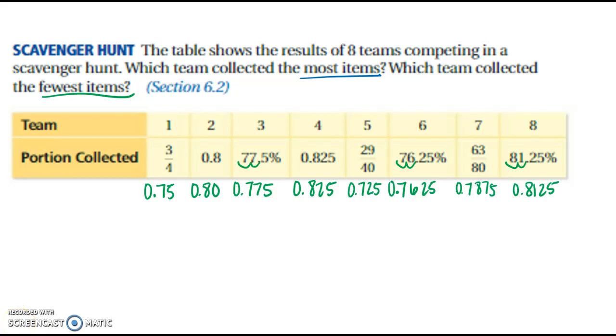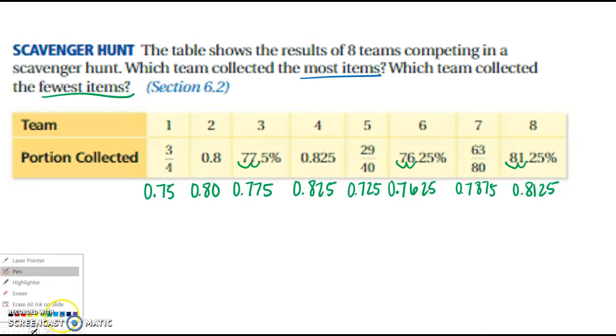So I decided to turn all of my values into decimals. I felt like for me that was just the easiest. You may have decided to go a different route, which is totally fine. The 2 fractions that I had to change, I had to do some division. So I had to do 29 divided by 40 as well as 63 divided by 80. Now that I've got all of mine in the same form, I can answer my questions.